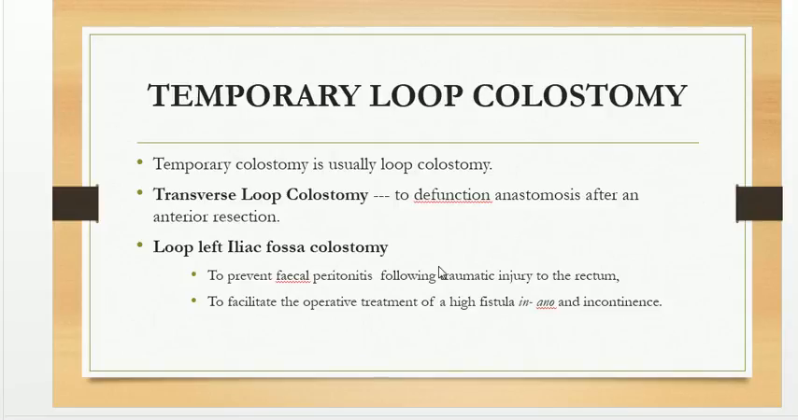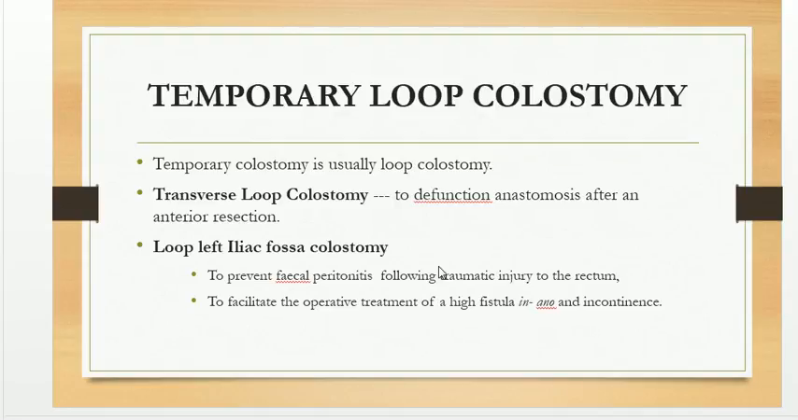Another way, we have grouped the stoma into temporary stoma or permanent stoma. So another way we can group them is temporary loop colostomy. Temporary colostomy is usually loop colostomy. That means we bring out a loop of the intestine, whether it's small intestine or large intestine. Temporary loop colostomy, the idea is to defunction the anastomosis after an anterior resection.